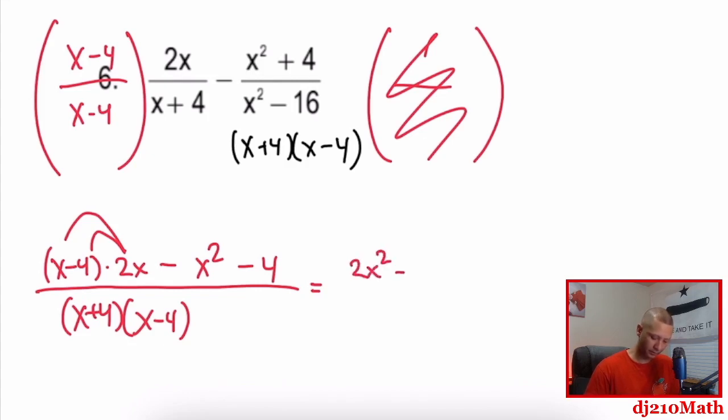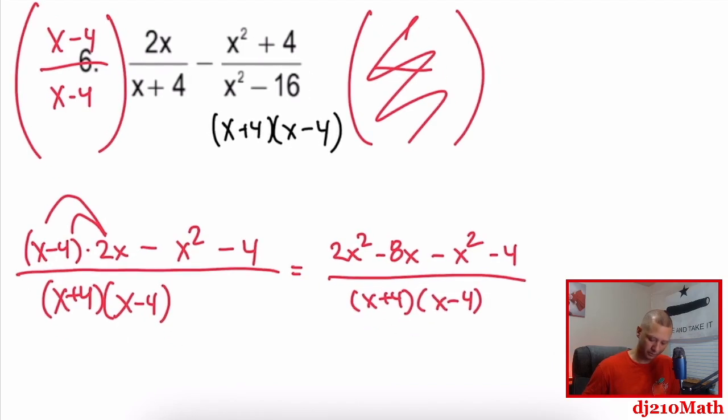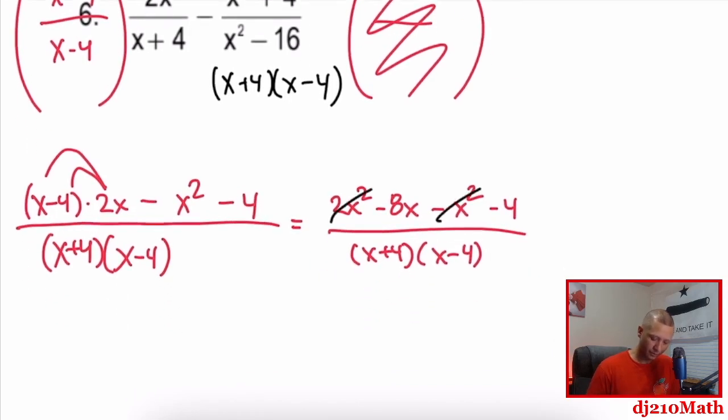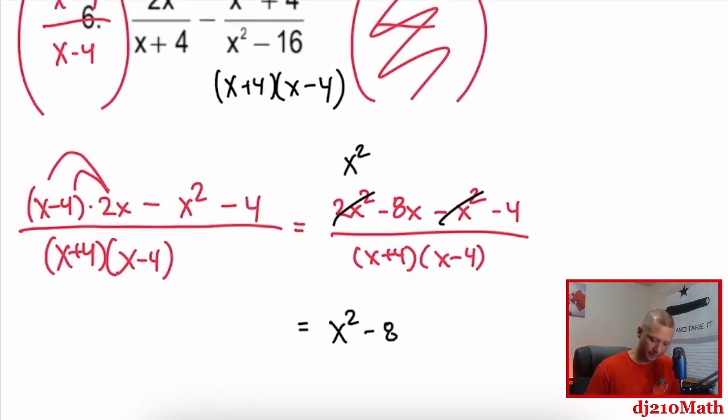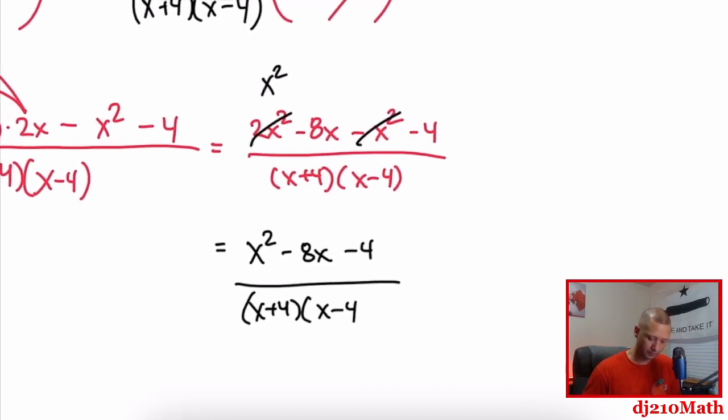2x squared minus 8x minus x squared minus 4. All right, combining like terms. This is going to make a positive x squared minus 8x minus 4 over x plus 4, x minus 4.